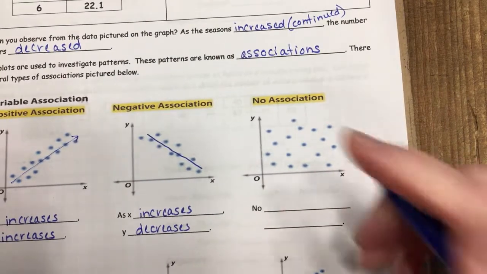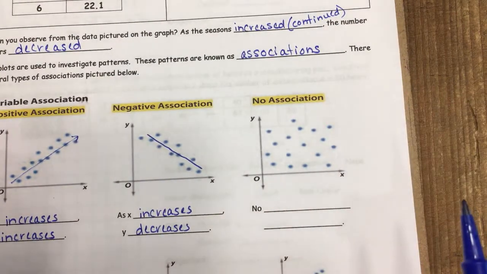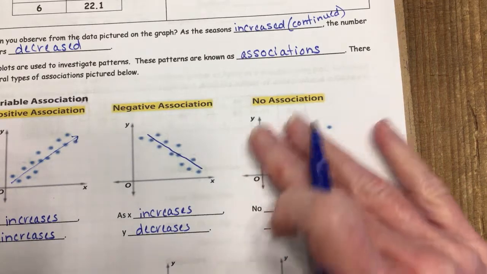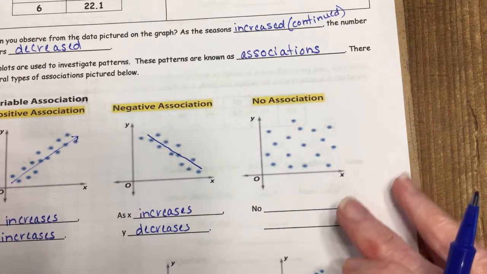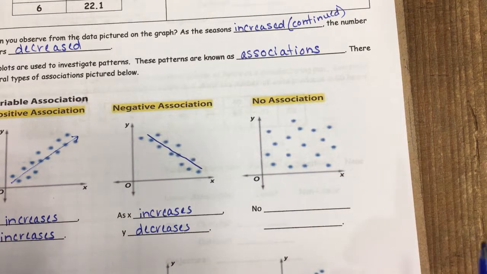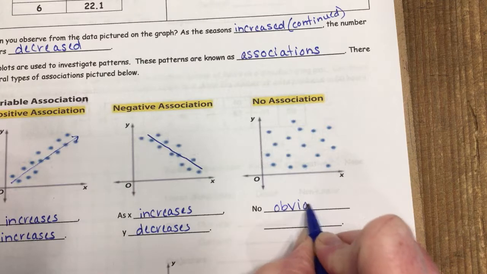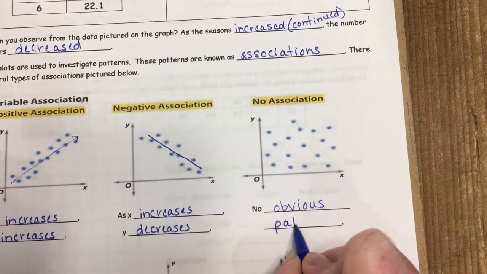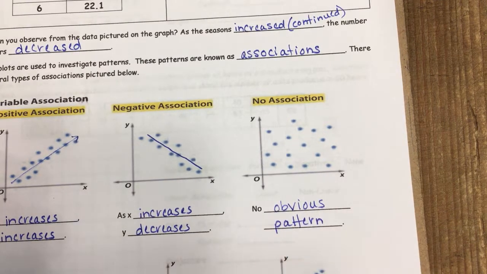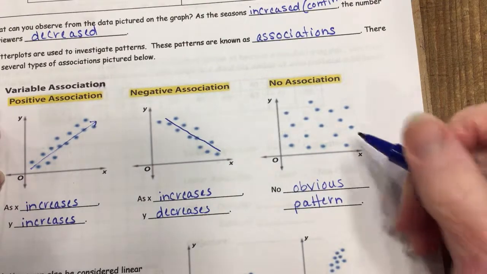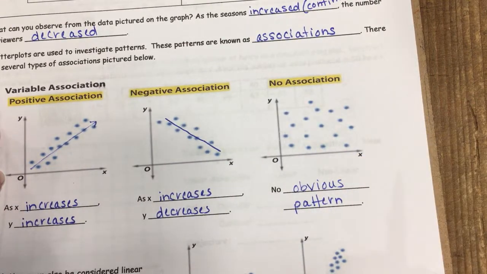And then our third example, these points are just kind of all over the place. So in that case, we have no association. We can't really say anything about what data we've collected. It's kind of all over the place. So when that happens, there's just no obvious pattern. Okay, remember we're looking at scatterplots to determine patterns. This one doesn't really tell us anything.